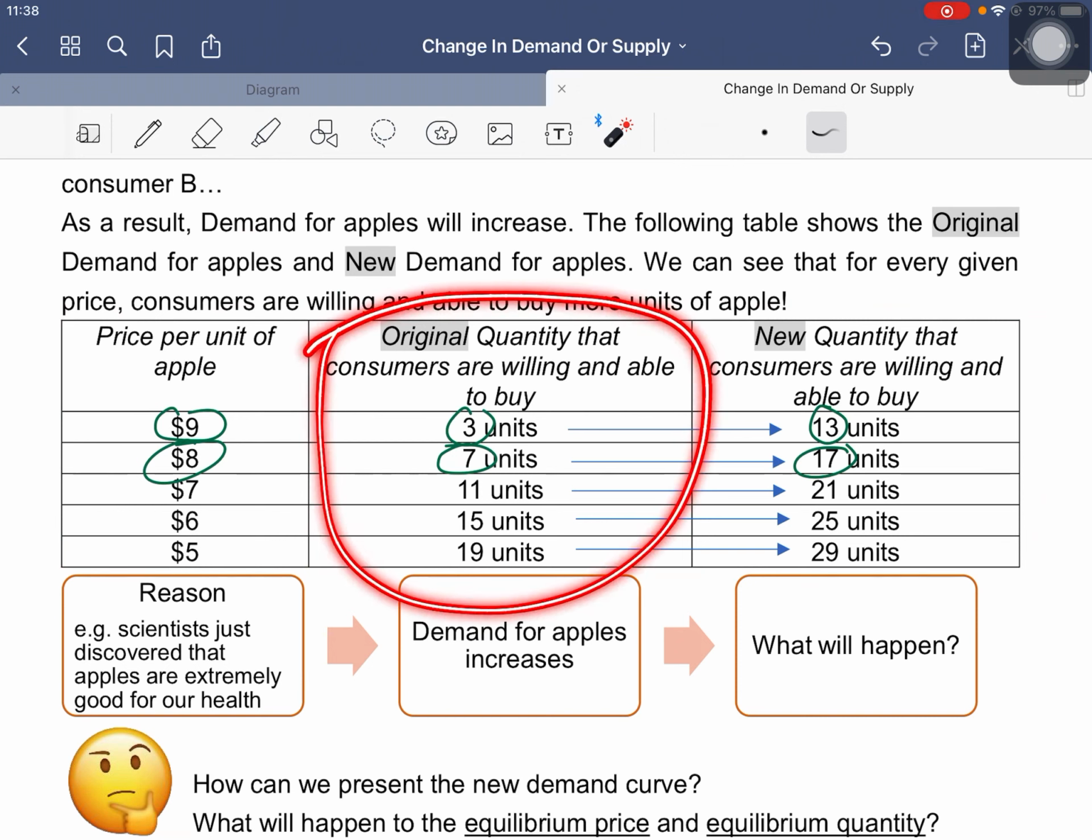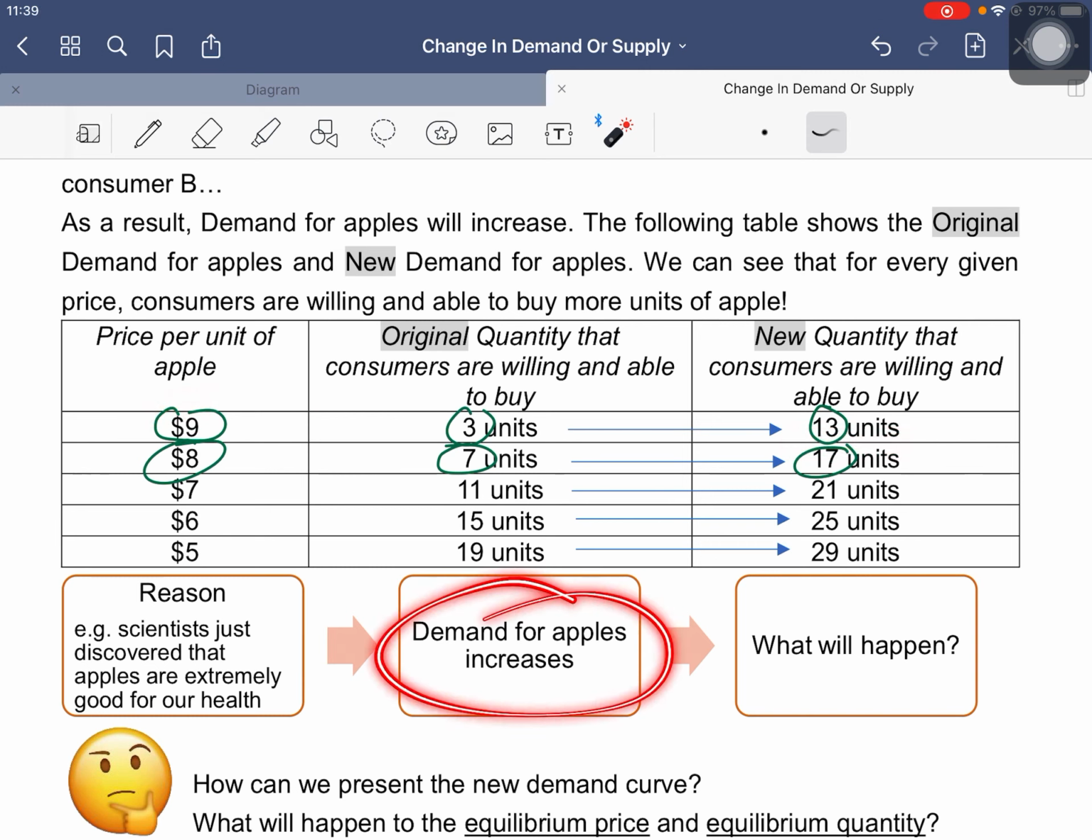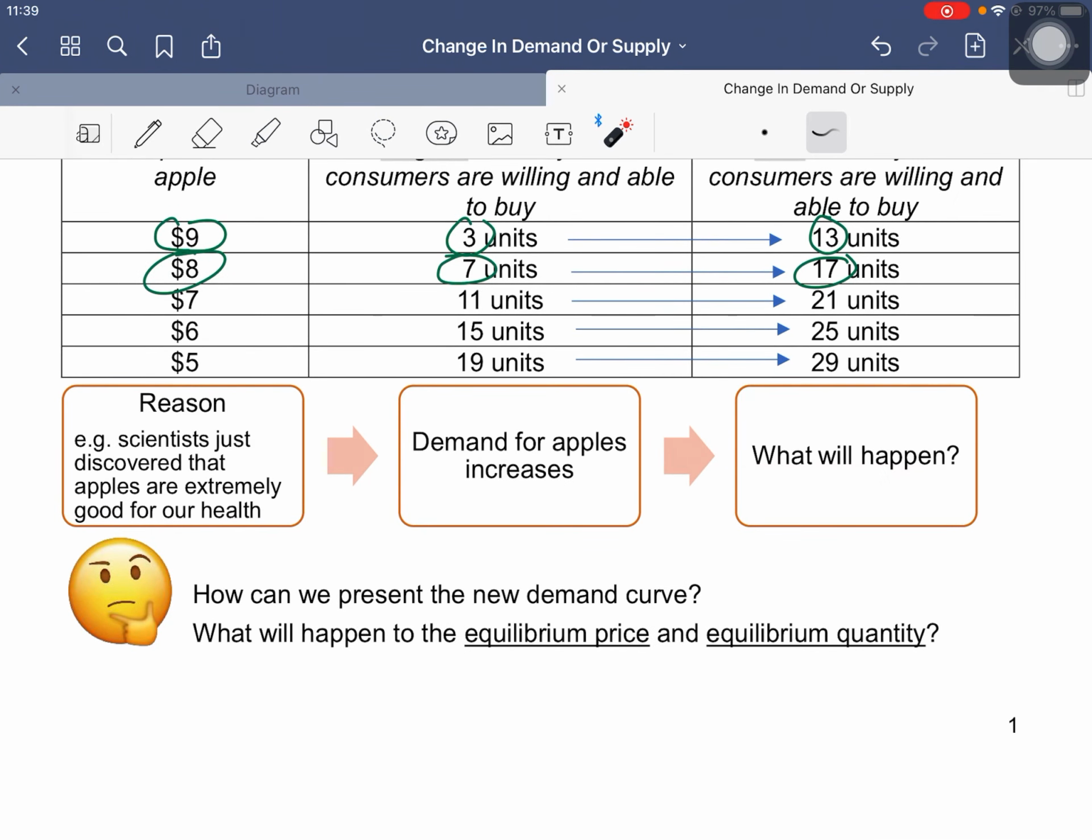This is the original demand for apples, and this is the new demand for apples. When the price is 9, originally consumers are willing and able to buy 3 units of apples only. Now, after the news that apples are really good for our health, consumers are willing and able to buy 13 units of apples at the price of 9. So we observe that the demand for apples has increased. So what will happen? First, how do we present the new demand curve?